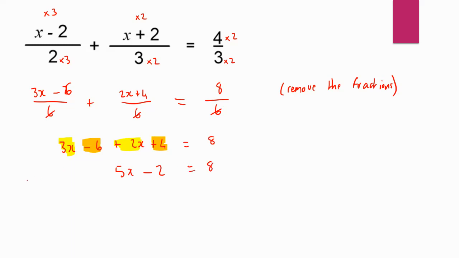Now we can solve it. So let's work backwards to do so. So add 2 onto 8. So 5x will be 8 add 2, which is 10. And then finally, divide 10 by 5. And 10 divided by 5 is 2. The solution to this question is x equals 2.